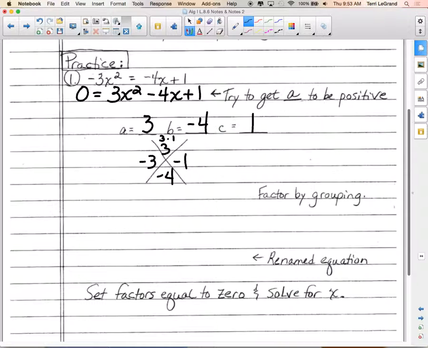Well, remember, when A is not 1, this does not mean our factors are x minus 3 times x minus 1. That would be x squared minus 4x plus 3. And that's not what we're factoring here. So these actually become x's: negative 3x plus negative 1x. And they take the place of this negative 4x. So right now, we're just going to rename our trinomial as a 4-term polynomial.